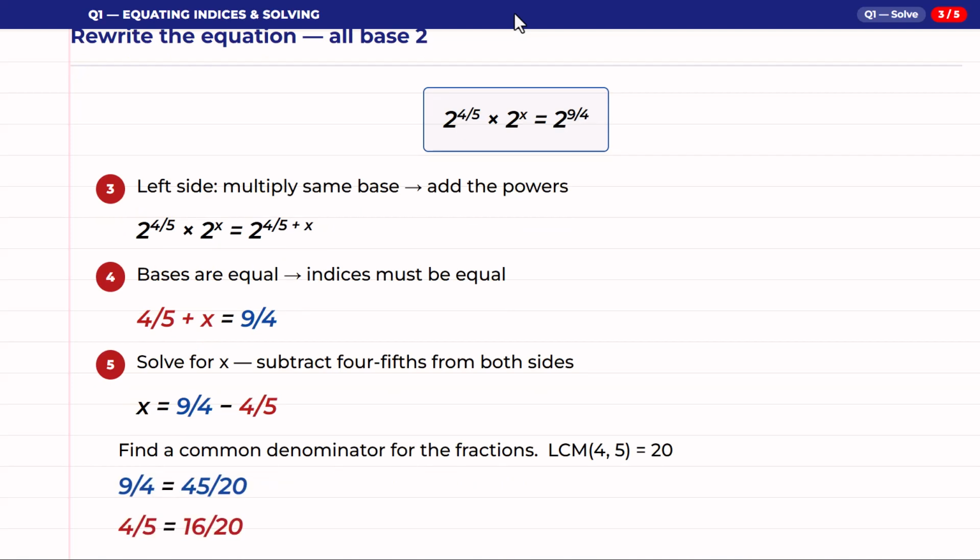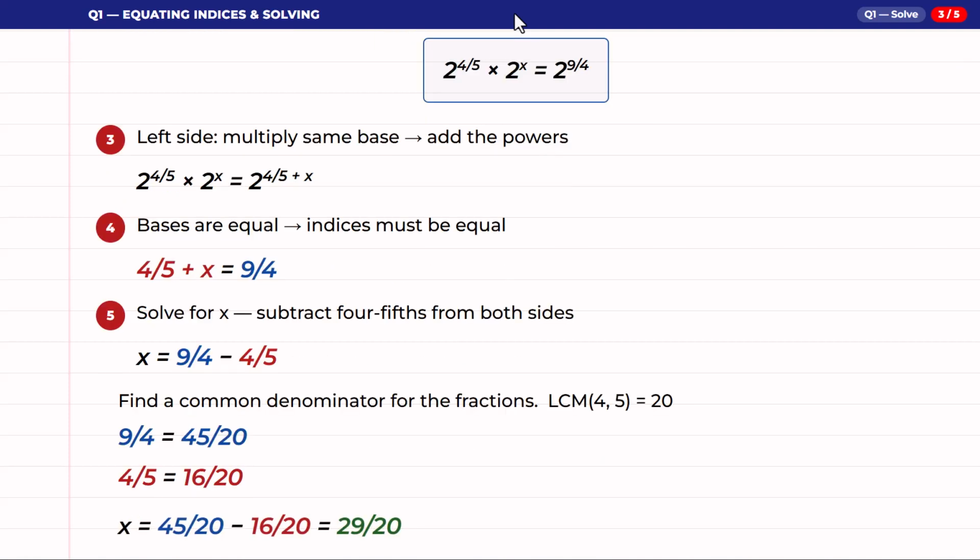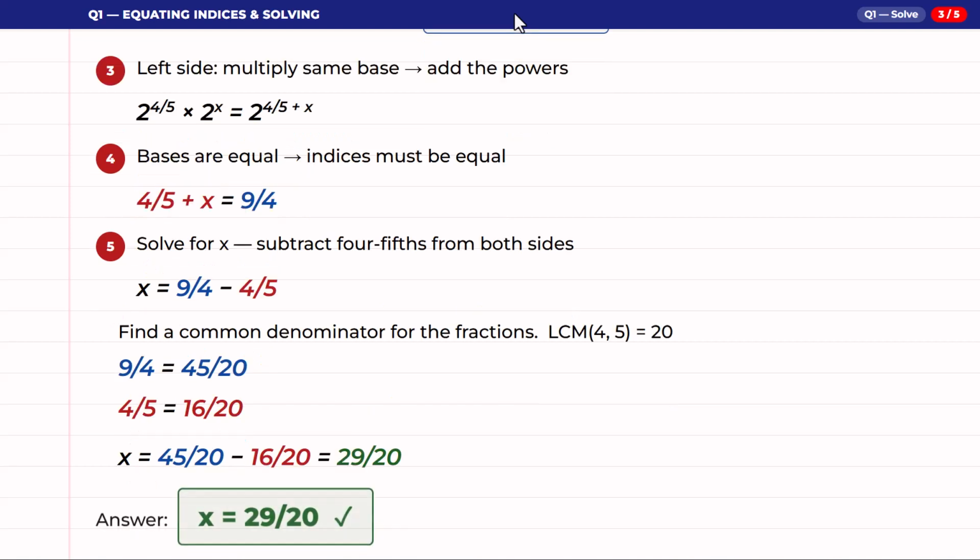Convert both fractions to 20ths. 9/4, multiply top and bottom by 5 to get 45 over 20. 4/5, multiply top and bottom by 4 to get 16 over 20. 45 minus 16 equals 29. So x equals 29 over 20. The exact value of x is 29 over 20. This is an improper fraction and it cannot be simplified, so it is already in its simplest exact form.